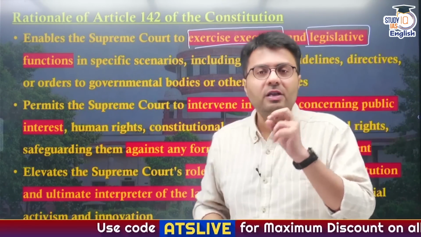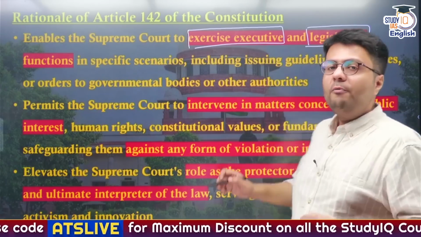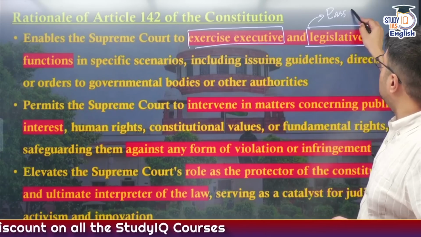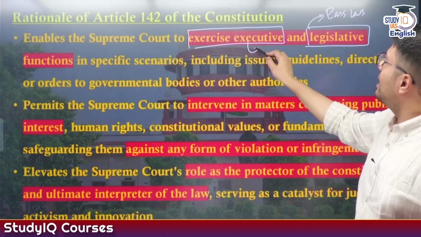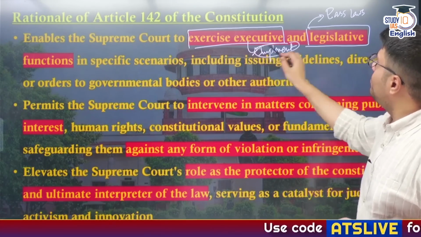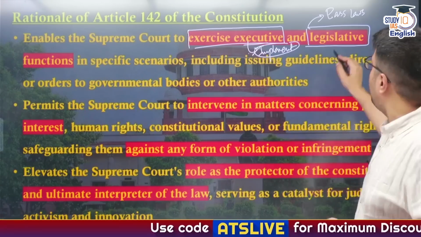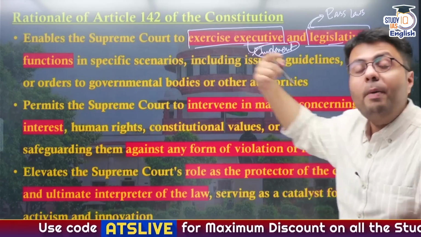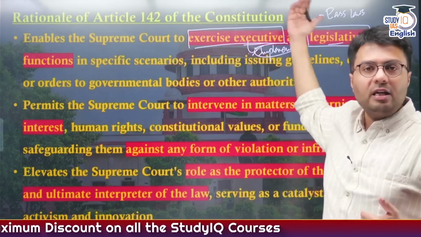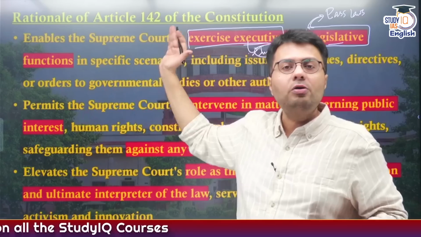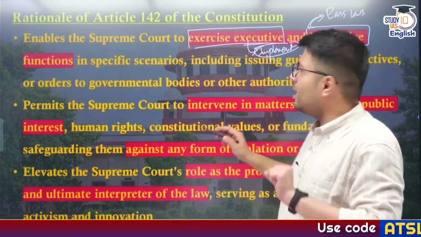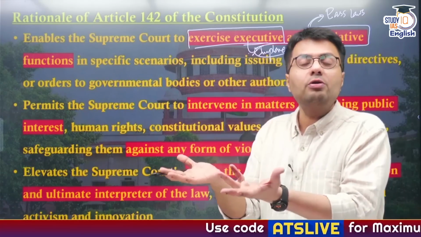Now, there are specific scenarios. Suppose, what is the purpose or the job of the legislature? It is to pass the laws. Whereas what is the job of the executive? It is to implement these laws. But there might be certain cases when the executive is not implementing the law or the legislature is not passing the law. So in that case, the Supreme Court can take it upon itself to do such things necessary which traditionally belong to the executive and legislature.